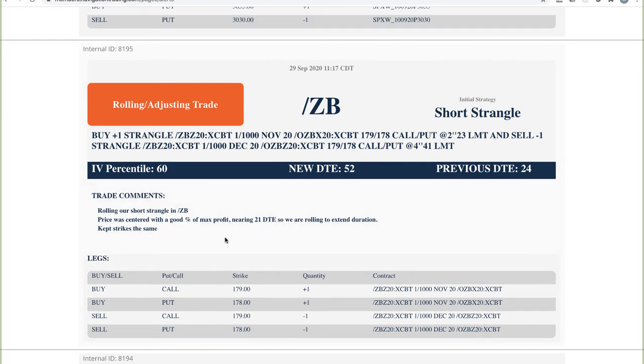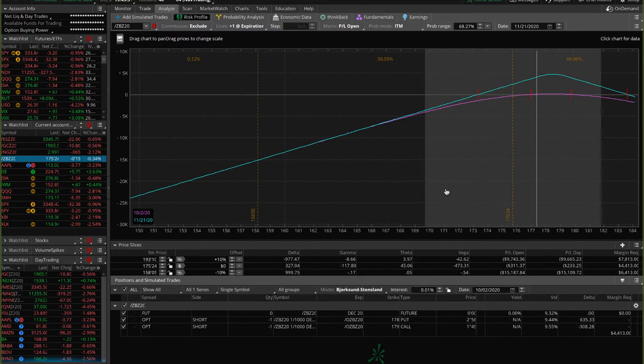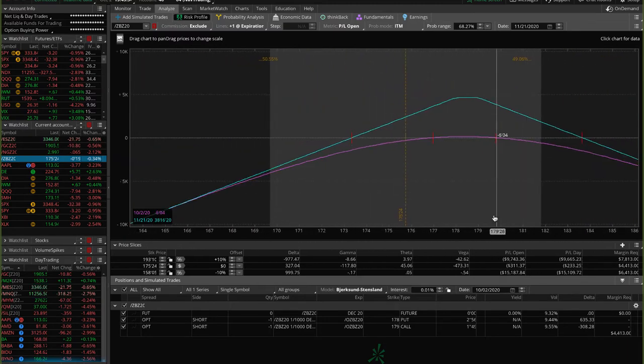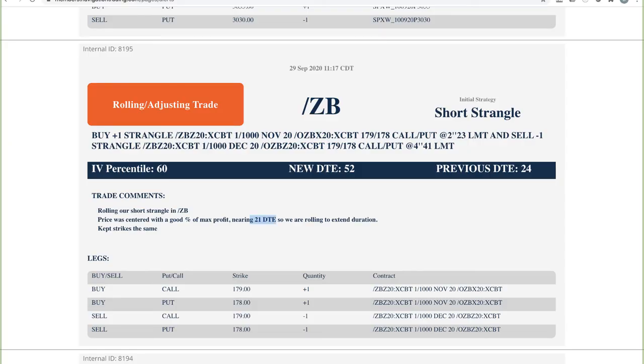Rolling adjusting trade in ZB. We've got a short strangle in ZB that we went ahead and rolled out. We were close to 21 days to expiration, a little bit over, but we had a really nice percentage of max profit. I can't remember exactly what it was, but we went ahead and just rolled that out. So let's take a look at ZB. This is basically a straddle. Our strikes are pretty tight here. We've just got the 78 put, 79 call. Price has now come down since we did that, so we need a little bit of up movement and really just more time to pass to benefit that trade. Trying to work back to profits in ZB.